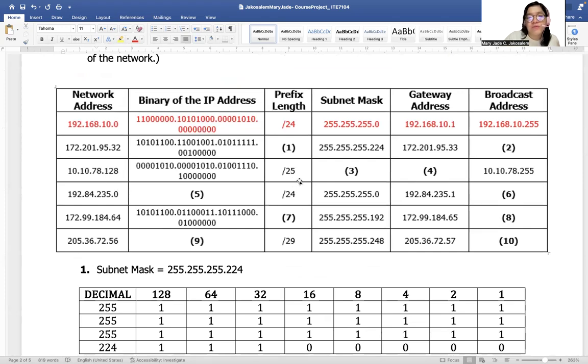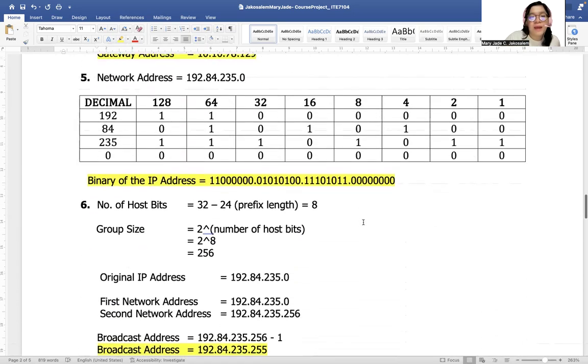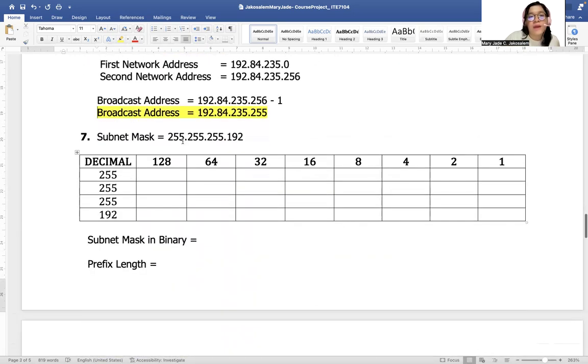Then, for number 7, we are actually required to solve for the prefix length. So again, for the prefix length, we need our subnet mask. So our subnet mask is actually equal to 255.255.255.192. And we have to get the subnet mask in binary form so that we could count the prefix length.